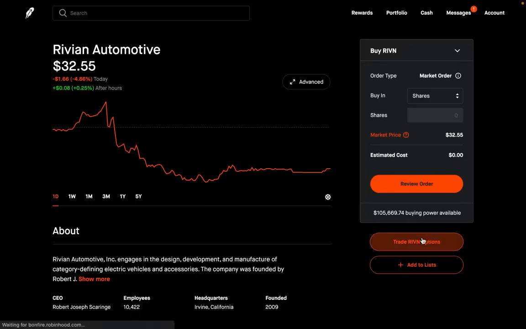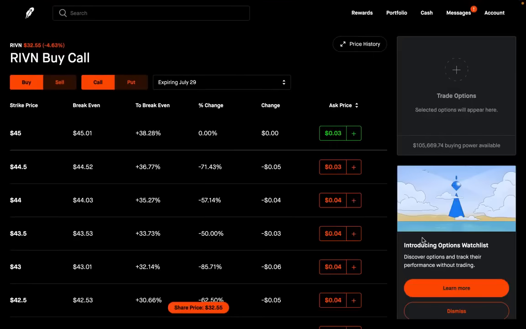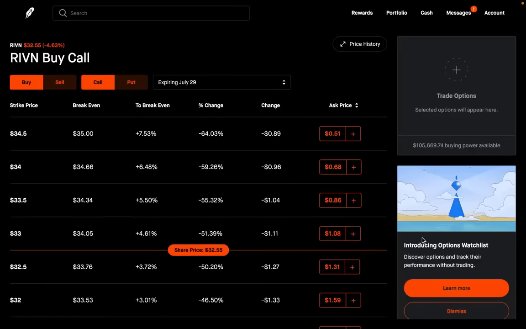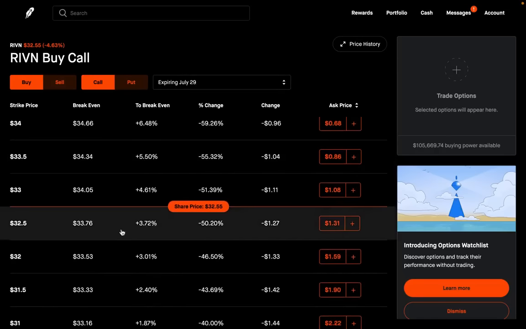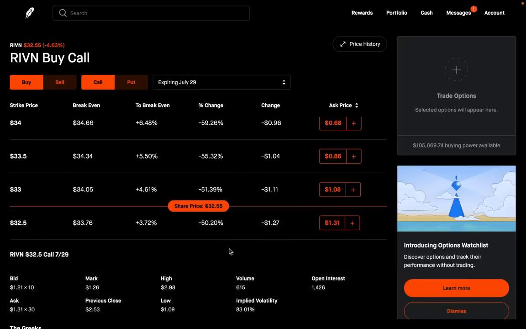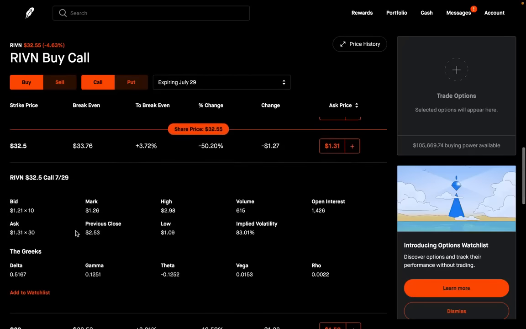Let's go into the options here for Rivian Automotive, and let's just take a look at one of these options. So I'm going to leave my expiration date as July 29th. And I'm going to start by taking a look at this call option right here at the 32.50 strike. So remember, you can click on this option and it's going to expand and give you a lot of different information here. And again, today we're primarily focused on talking about the Greeks.